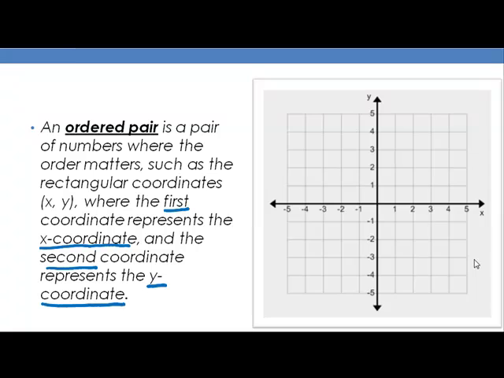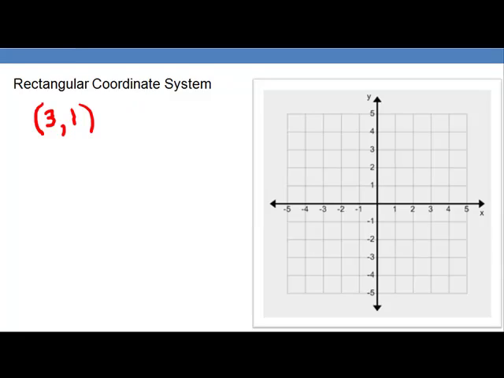An ordered pair is a pair of numbers where the order matters, such as the rectangular coordinates x and y, where the first coordinate represents the x coordinate and the second coordinate represents the y coordinate. We're going to plot some points. Remember, the first coordinate is going to be x, the second is y, and the parentheses is part of the notation. So when you see this with the comma in between, you know this is an ordered pair to be plotted on a rectangular coordinate system.